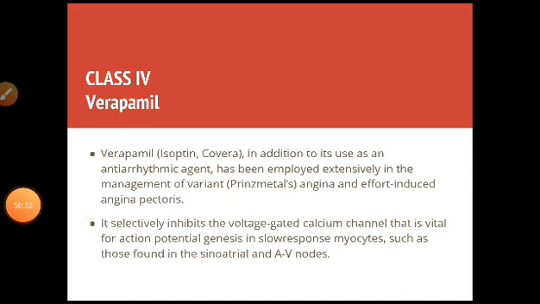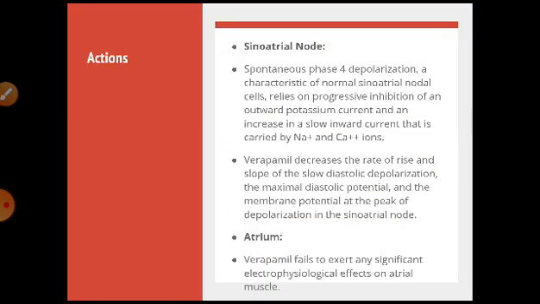Now we see the last class, class 4. We see the drug Verapamil. Verapamil, in addition to its use as an antiarrhythmic agent, has been employed extensively in the management of variant or Prinzmetal angina and effort-induced angina pectoris. It selectively inhibits the voltage-gated calcium channel that is vital for action potential genesis in slow response myocytes such as those found in the SA and AV nodes.